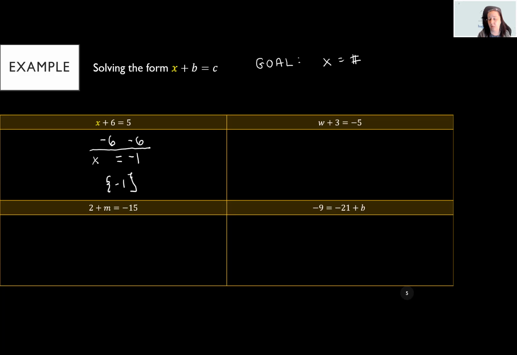That is the number that when you plug it into that equation will make the equation true. And you can always check your work by replacing x with that number and then doing the order of operations and seeing if you get the same thing on both sides. Are there questions on this first example?